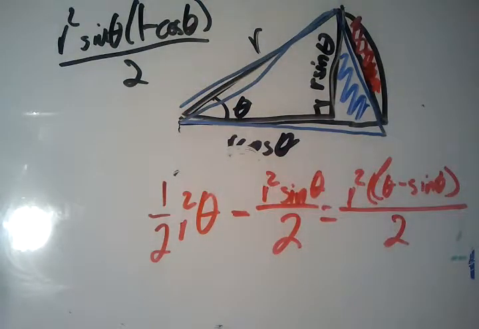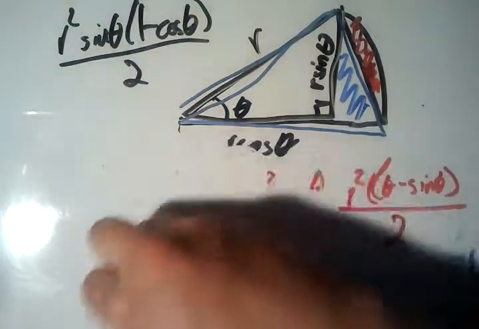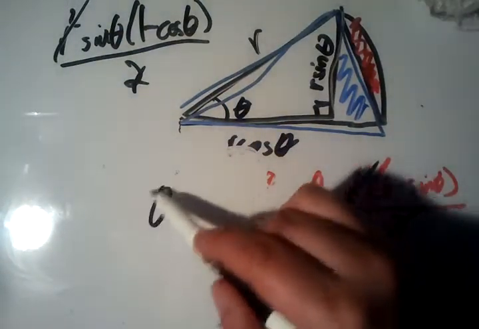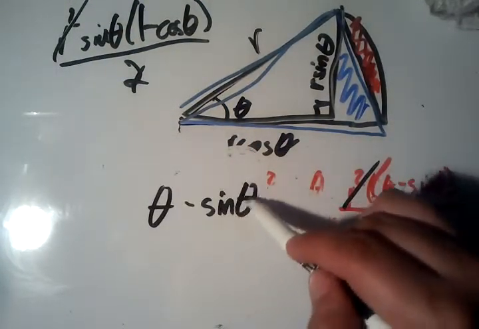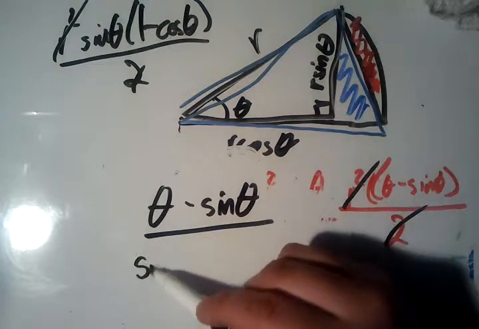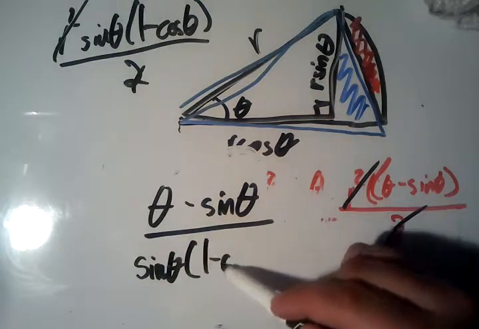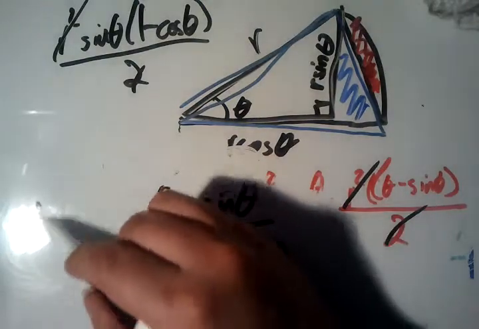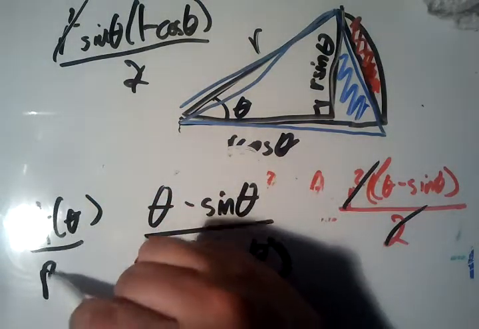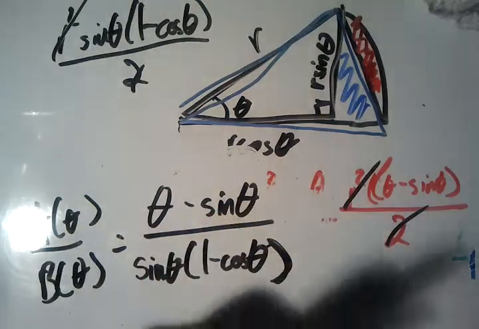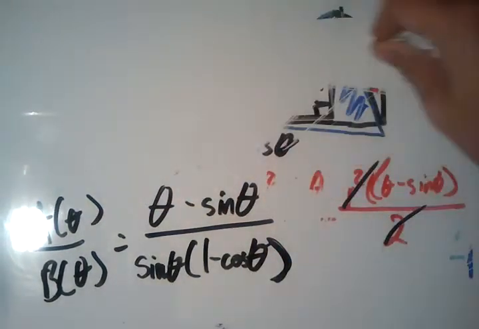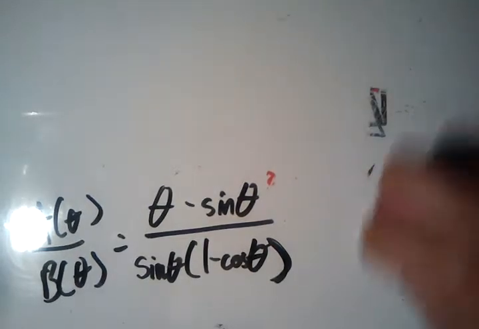So now we just have a matter of division. These r squared will cancel out, these 2 will cancel out, and we're just going to get theta minus sine of theta over sine of theta times 1 minus cosine theta. And that is the expression for A of theta over B of theta. So now that we have that, everything else is just going to be calculus and algebra. We don't have any more geometry calculations to do.